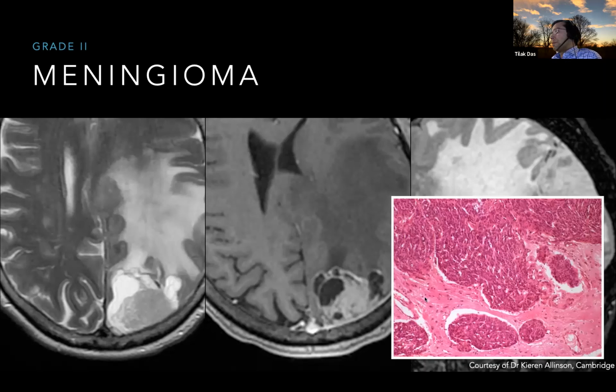So this is an example of a slide of brain invasion. So this is brain tissue, and you can see this frank invasion of meningothelial cells into the brain tissue. Normally, you'd have a very clear separation between the two.